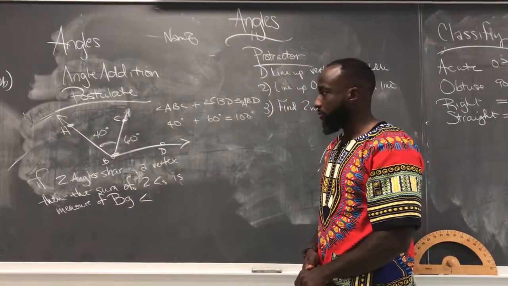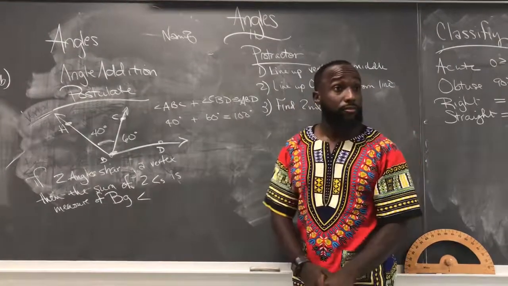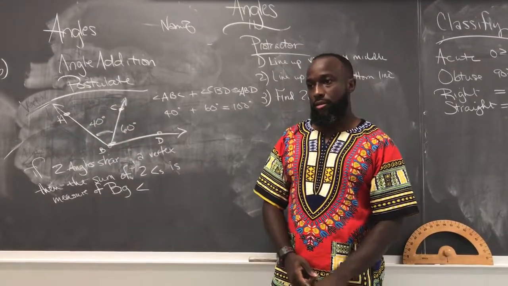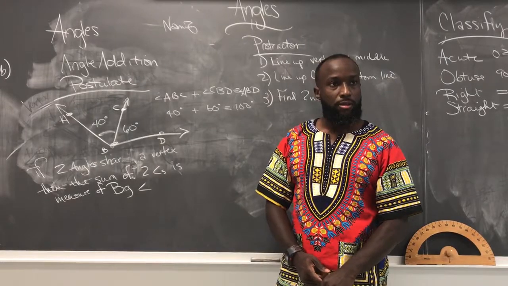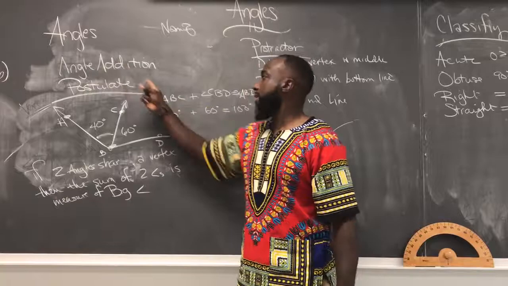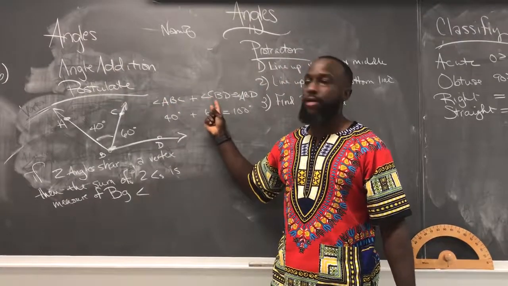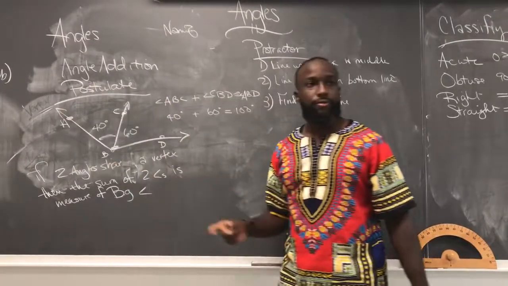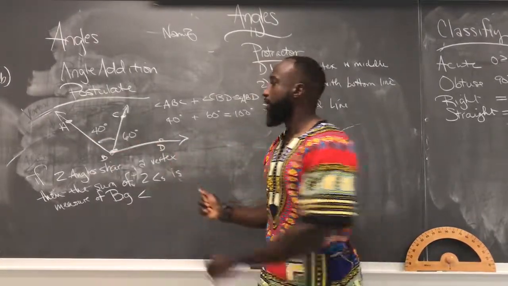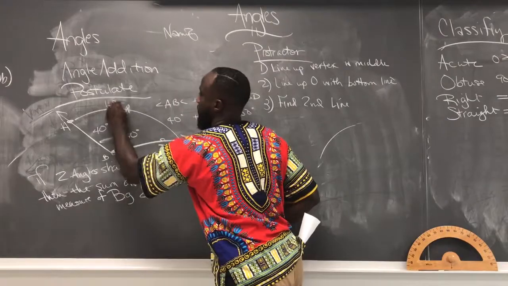How does it equal? Wait, how's that? Because you add 40. I'm just adding 60 to 40. Oh, I think each side is equal. No, angle addition. This angle plus that angle equals this angle, right? This angle is 40 plus this angle being 60 equals the whole thing being 100.